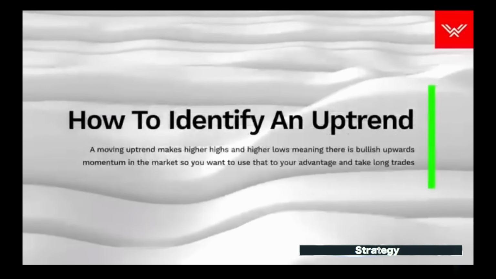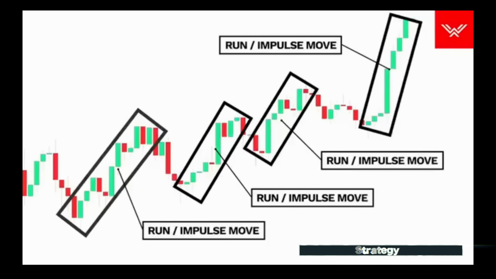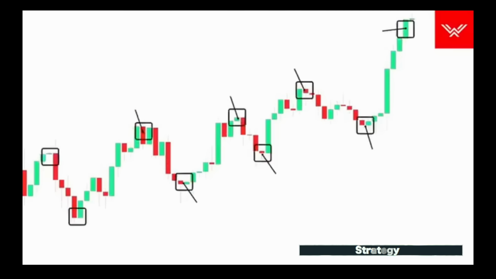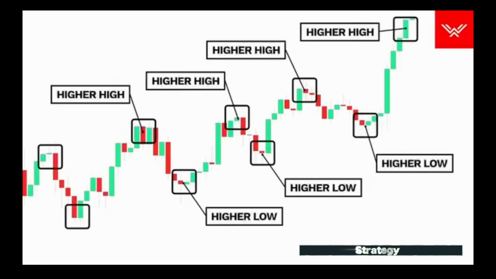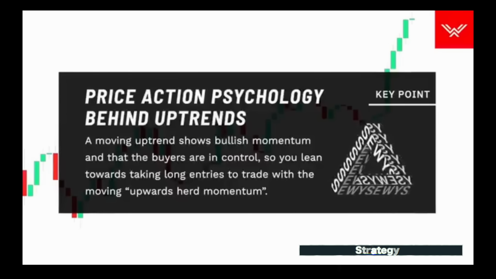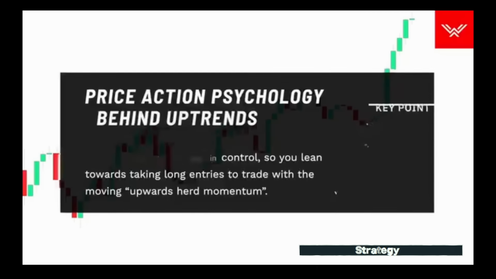So, how do you identify an uptrend? You have your runs here and your pullbacks here, which means an uptrend makes higher highs and higher lows. From a price action standpoint, a moving uptrend shows bullish momentum and that the buyers are in control. So you lean towards taking long entries to trade with the moving upwards herd momentum.